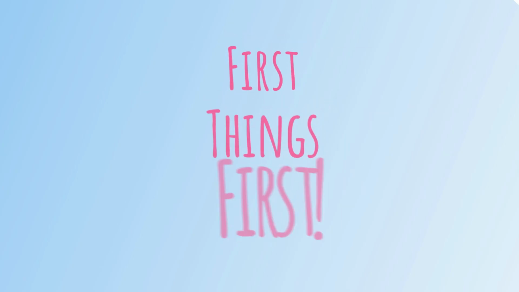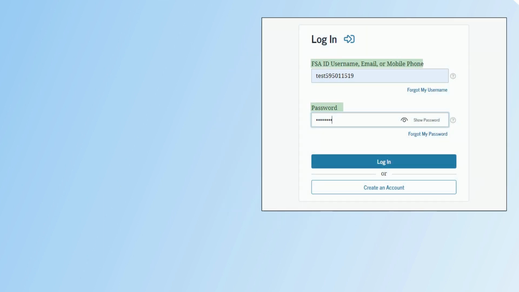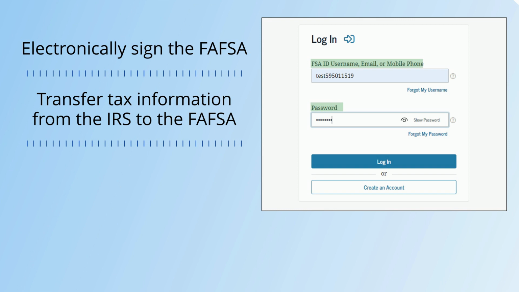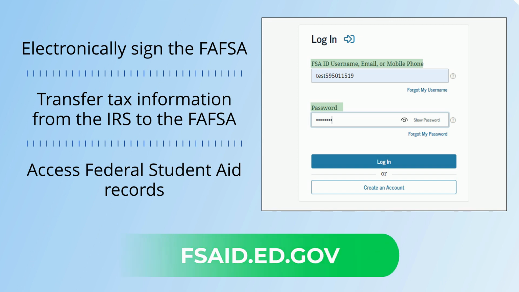First things first, it is recommended to have your FSA ID, which is a username and password, before you begin your FAFSA application. The FSA ID is what will be used to electronically sign the FAFSA. The FSA ID and password can also be used to transfer some tax information directly from the IRS, and it can also be used later to access your federal student aid records. If you do not have an FSA ID, you can create one at fsaid.ed.gov.